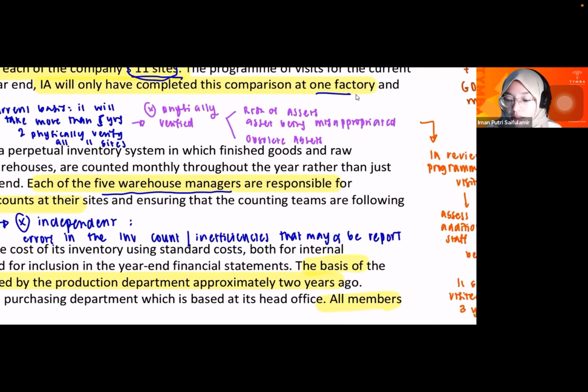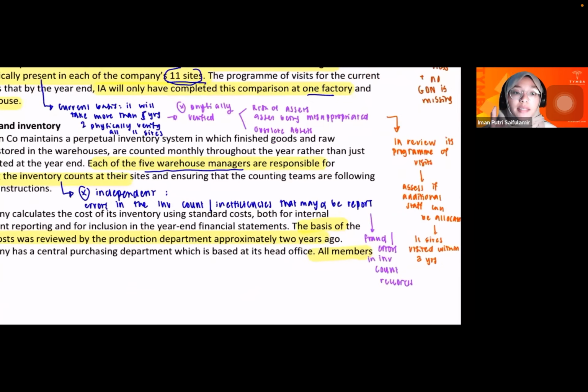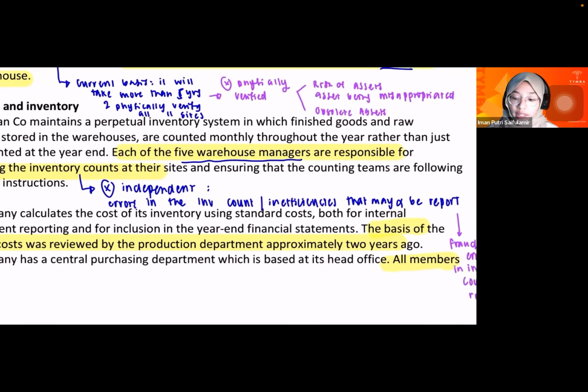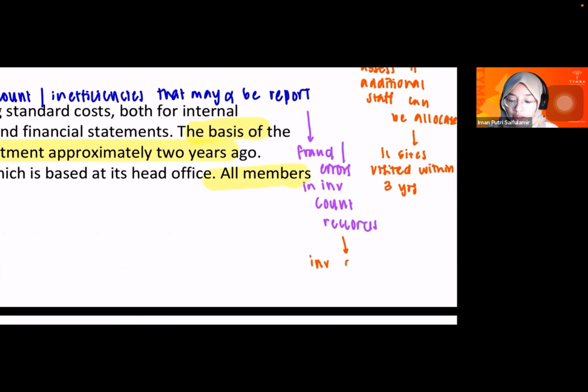So what is the general implication here? Okay, what is the general implication here is that the inventory may have issues kan. So basically there may be fraud. Maybe fraud, or maybe there may be errors in the inventory count records. Okay, so because they may want to hide any errors or discrepancies in the inventory because they don't want their department to be criticized. Okay, so what is the recommendation here is basically we want to make sure that the inventory count is supervised by an independent person.